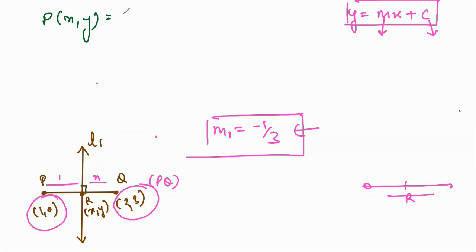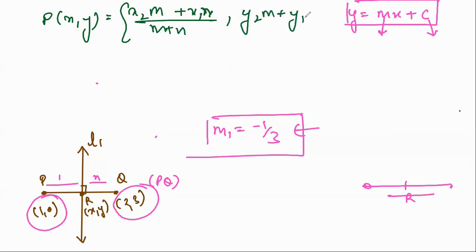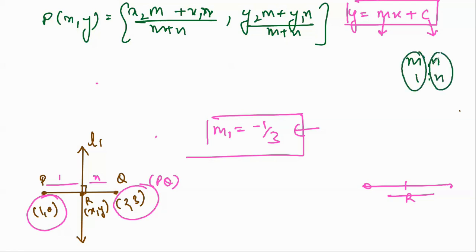So P of (X, Y) is equal to (x2 M plus x1 N) over (M plus N), comma, (y2 M plus y1 N) over (M plus N). This is the general section formula. M and N are the ratio, but here the ratio is 1:n. So M is 1 and N is N only.